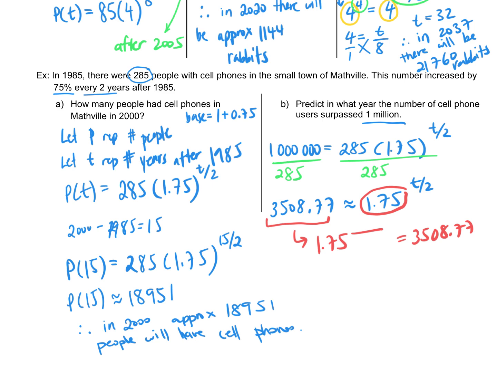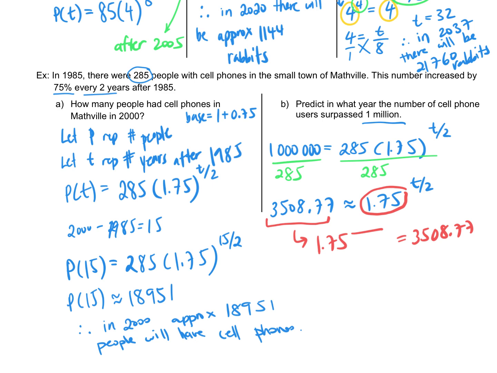Let me go higher. Maybe I try 15. 1.75 to the power of 15 got me to 4,421. I'm getting closer, but now this is too high. So let me try 14. Now I'm too low. 1.75 to the power of 14 is 2,526. So I'm actually going to try a decimal this time. Let me try 14.5. And I got 3,342. Closer. I'm going to try 14.6. I got 3,534.7. It's not perfect, but it's close enough.